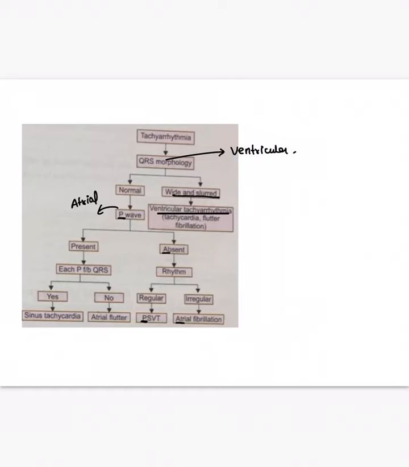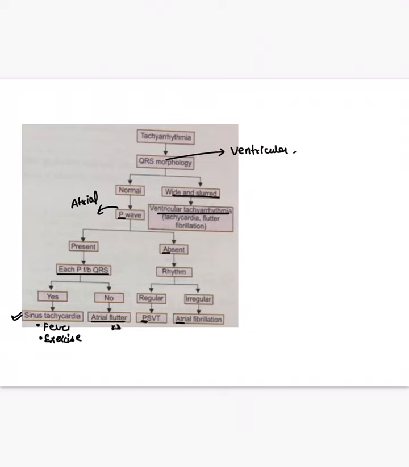Okay, so if the P wave is present, we need to check whether every QRS is followed by a P or not. If it is, that is sinus tachycardia, which is seen in fever, exercise and other conditions. If each P is not followed by a QRS, that is atrial flutter.